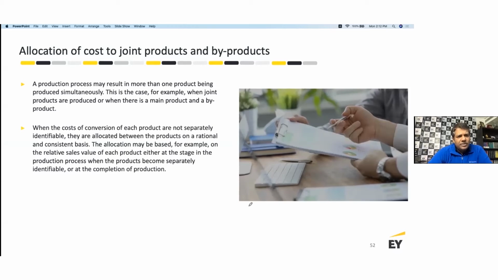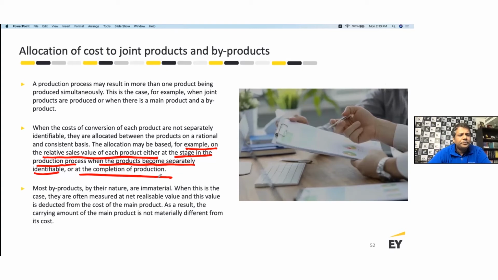The allocation may be used, for example, on the relative sales value. Now, this is important, right? For example, if you don't know the specific cost, on the relative sales value of each product, either at the stage in the production process, or when the product becomes separately identifiable, or at the completion of production. So whenever you've been able to identify them.